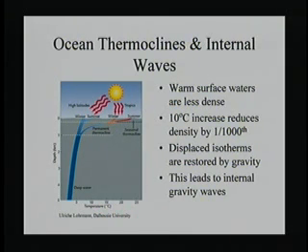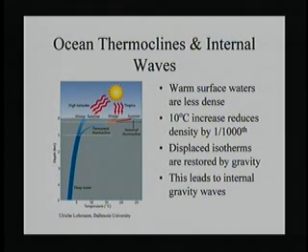So the ocean has significant temperature gradients, especially near the surface, and these warm surface waters are less dense. Just a 10 degrees centigrade increase in temperature reduces the density of the water by 1/1000th. Now you may think that's not a lot, but it has important consequences. If you consider a surface of constant temperature, or an isotherm, and you displace that surface, then it too will be restored by gravity, just as the surface between the atmosphere and the ocean is restored by gravity. And this leads to internal gravity waves.